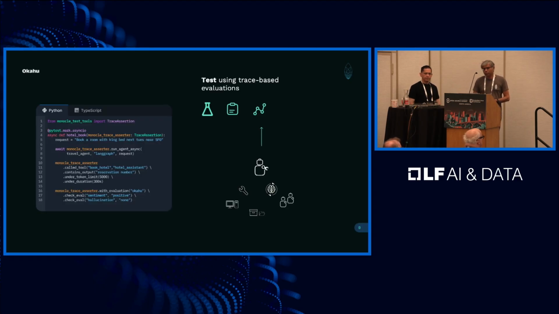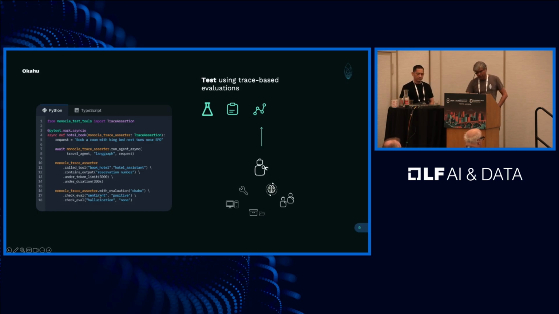And then Monocle also provides you a framework to do agent testing using the same trace that it generated. So here I ran a test, giving a prompt to my agent that says, book hotel. And then I assert against that agent's behavior that when I'm doing a hotel request, it should have called the hotel tool. It should have a reservation number in my response. I also want to make sure this interaction took less than 5,000 tokens, took less than 300 seconds, et cetera. And then I can also run evaluations on that.